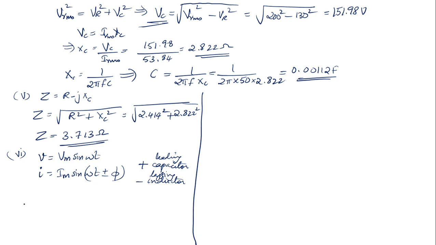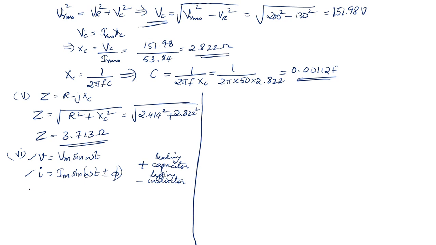Right. So this is my general equation for instantaneous value of voltage and current. If I can find out Vm, Im, omega and phi, I can just substitute them and you will get the equation for the instantaneous values. So how can you find out the value of Vm?